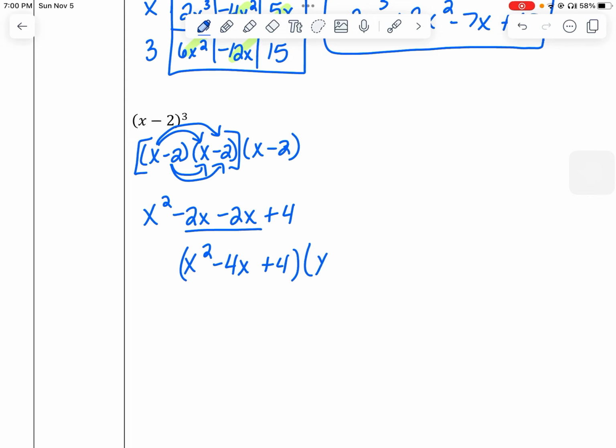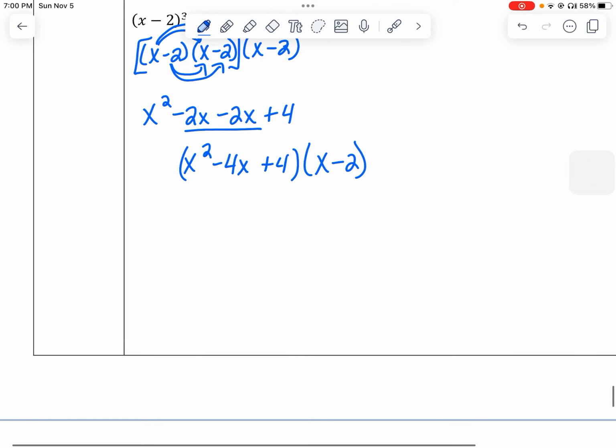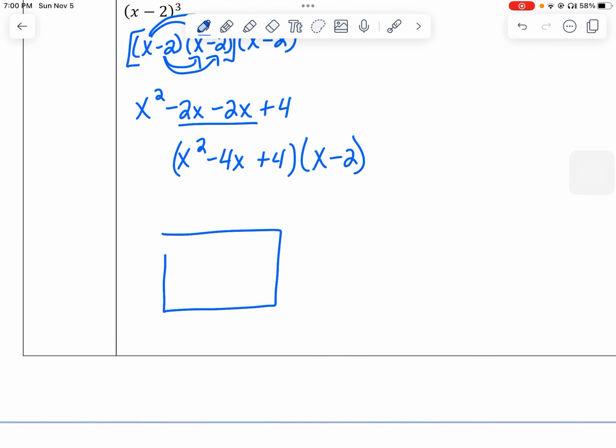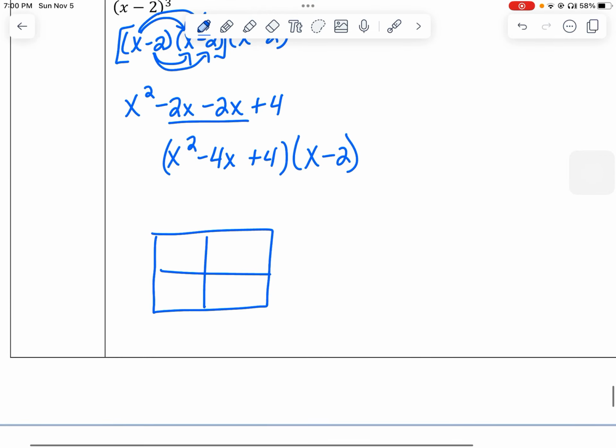Now I'm going to take that times my x minus 2. And since I have quite a few terms here, I am going to use the box to organize the work this time, just so I don't lose track of my terms. So I made a 2 by 3 box, and I put the binomial on the left and the trinomial along the top, and then rows by columns.